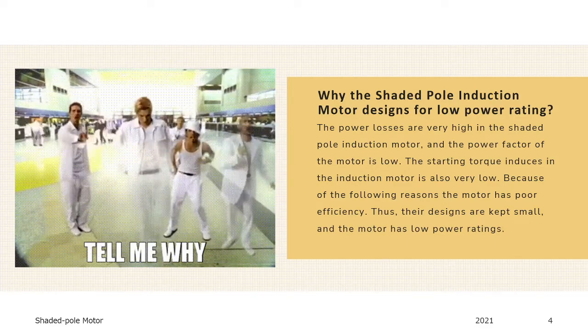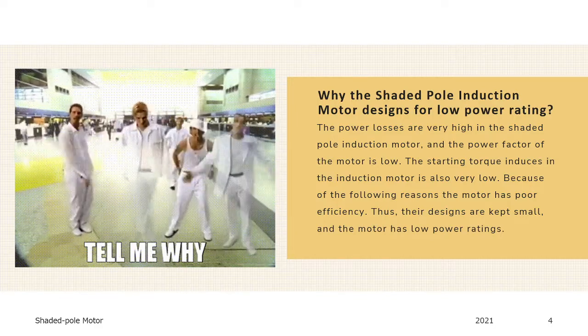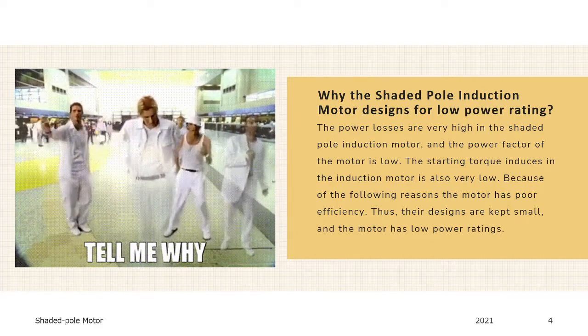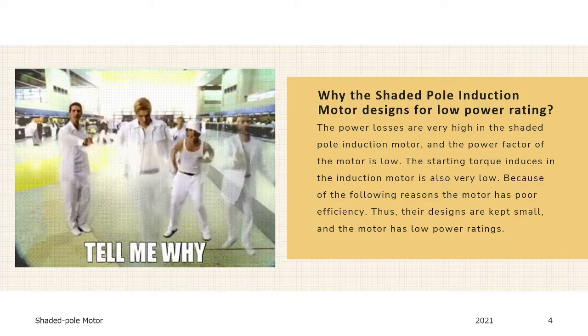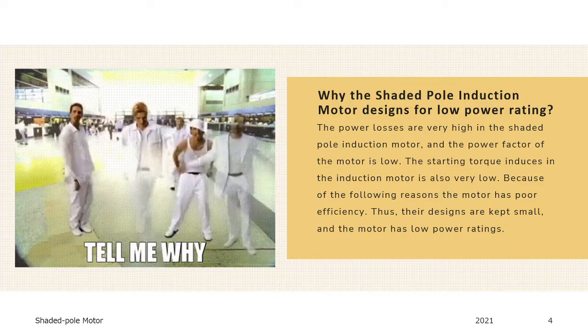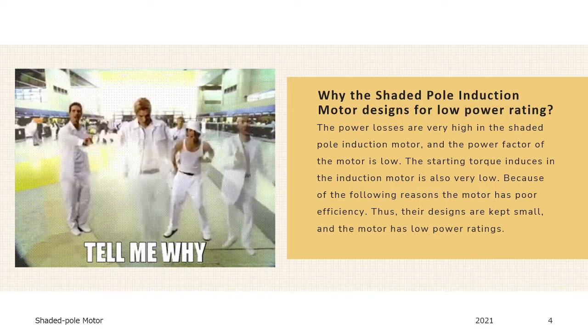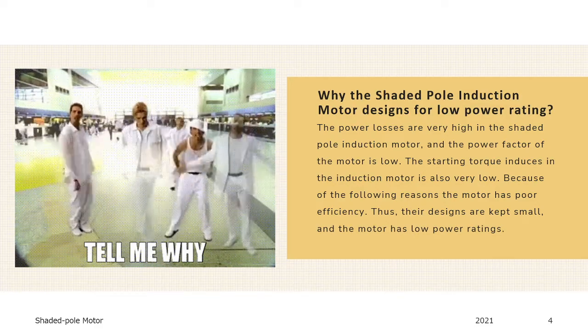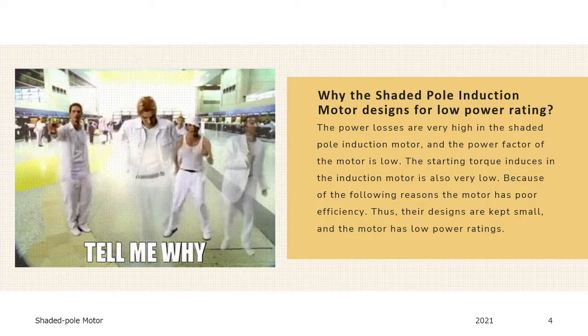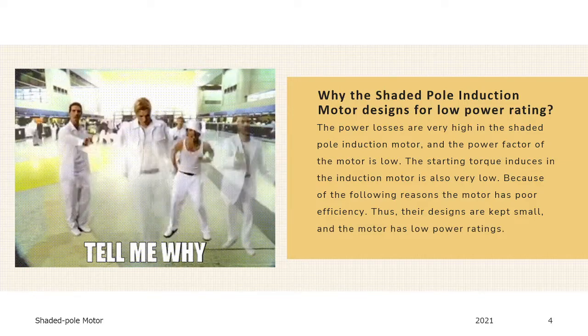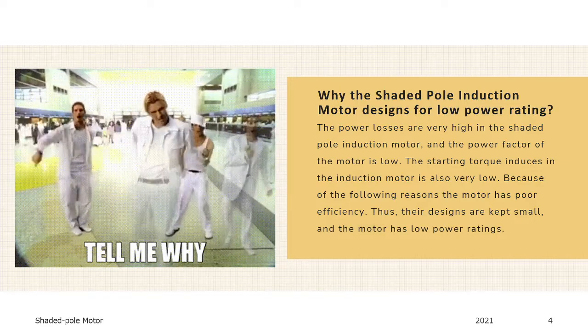Kasi po, usually nga po, ginagamit po siya sa electric fan, sa relay, sa mga maliliit lang po. Tapos po, yung motor niya po is napakaliit po. So, yung torque, napakahina po. Kaya po, low power rating po ang tawag sa shaded pole motor po.